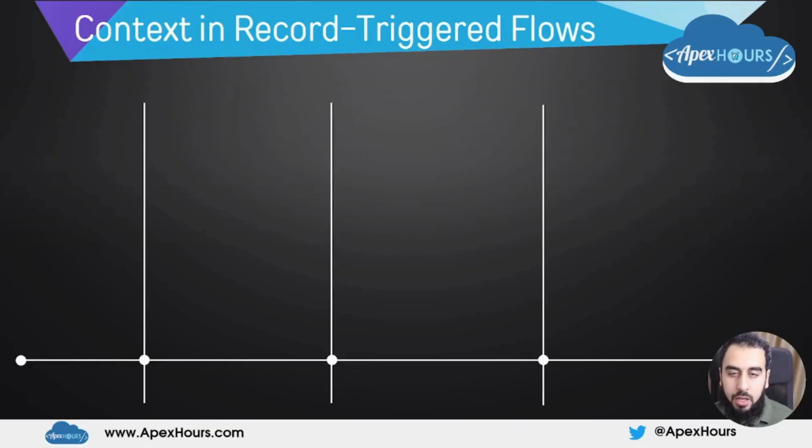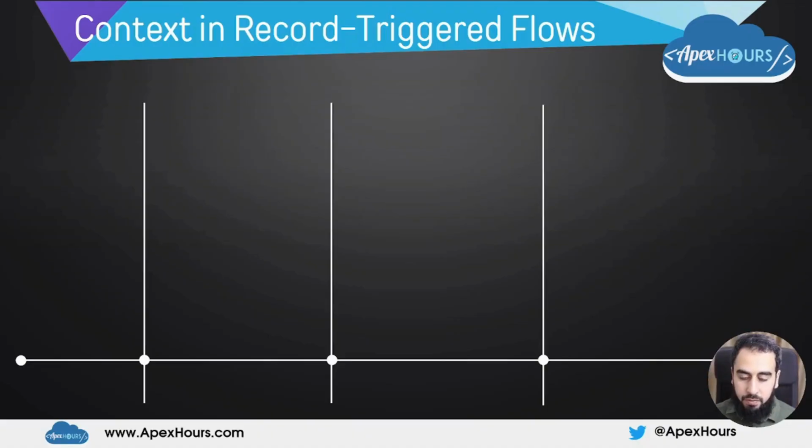Let's talk about context in record triggered flows. And what we mean by context is that when you create a record triggered flow, it's going to ask you, are you creating a fast field updates flow, or are you creating an actions and related records flow? These are the two options. And this is what we mean by context. It's one of these two options.